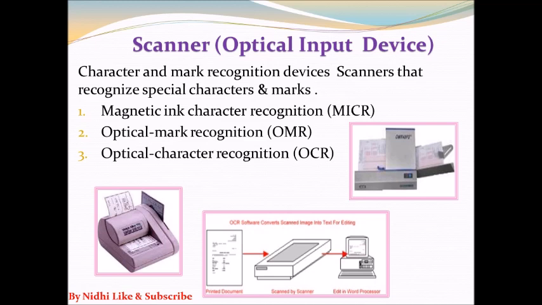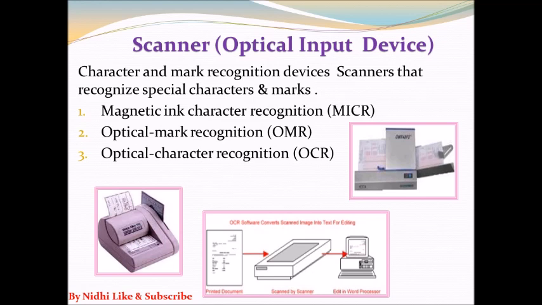Second is OMR, that is optical mark recognition, in which we have bubbles or numbers that are marked with pencil or pen. This OMR machine recognizes the optical marks from that particular sheet. It is used in competitive exams or in examinations also, board exams also.